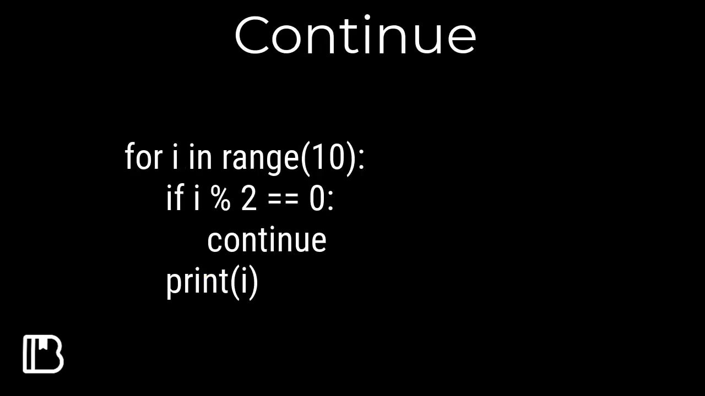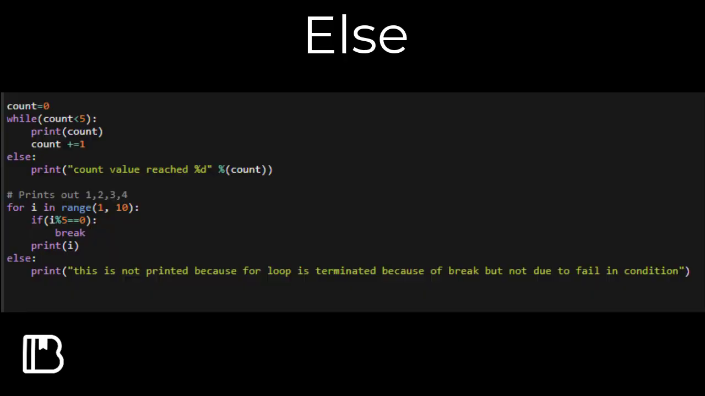Continue can be used with loops to tell the computer to skip the current iteration. This allows it to not run certain code for specific conditions, but doesn't stop the loop overall. Here we use it to only print out numbers if i modulo 2 equals 0.